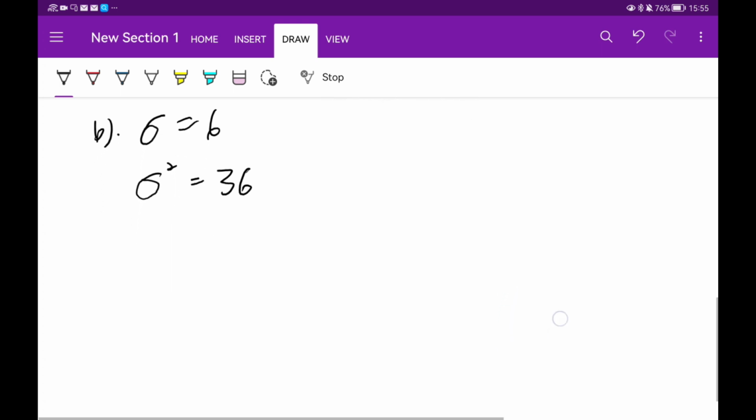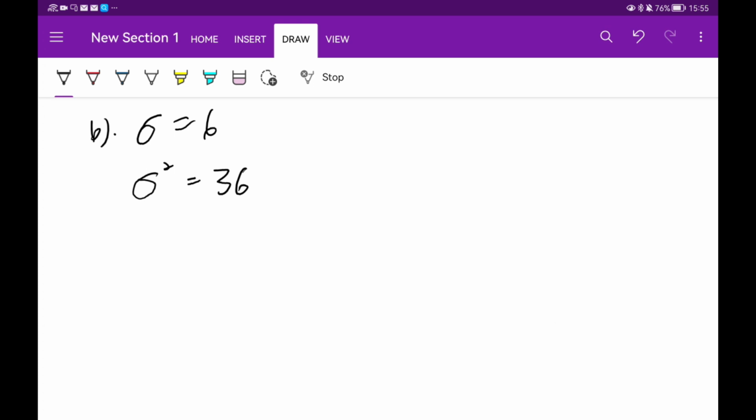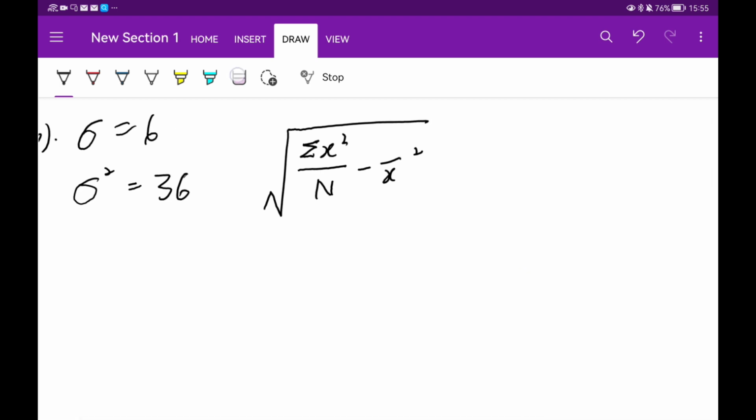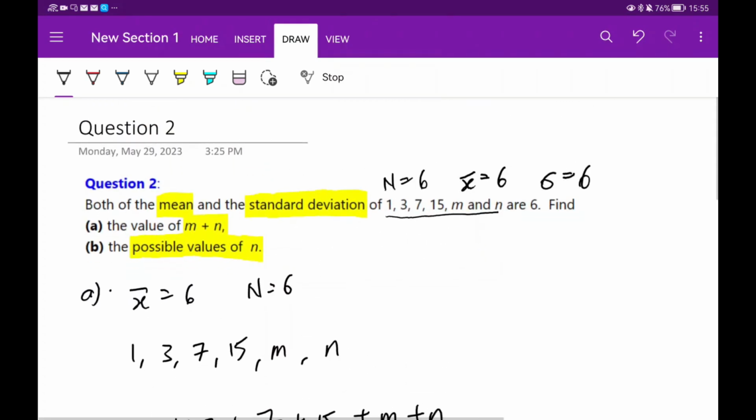So what is the variance formula? The variance formula is similar to the standard deviation formula, but without the square root. For standard deviation, we have the formula: sum of x squared divided by n, minus mean square. Variance is the same, but it differs in the square root, so variance doesn't have a square root. So we want to find the possible values of n.